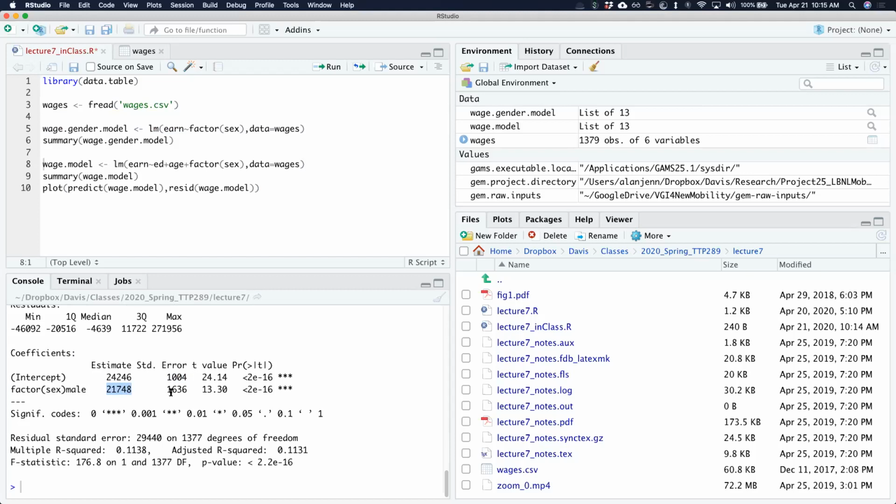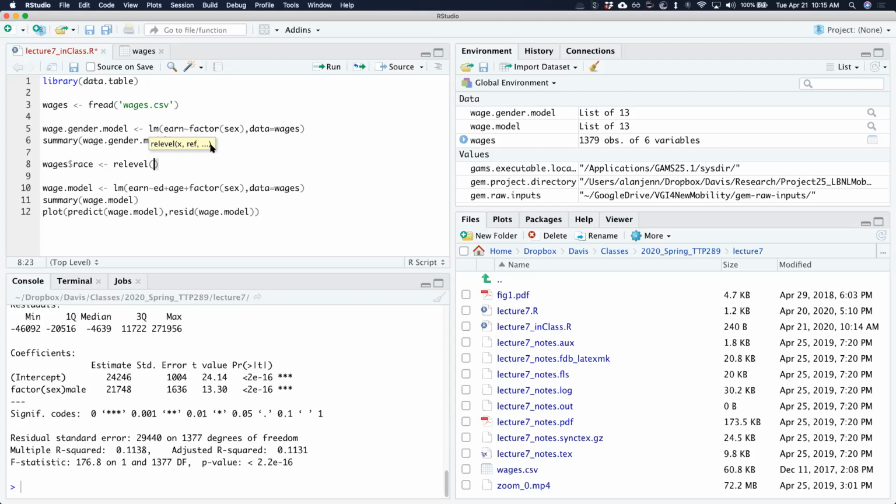Okay, and in fact, if you wanted to change the baseline from male to female, you could actually code that into the data. This makes no influence on the actual results of the regression, but when you display it, it will show via a different baseline, which can be useful if you want to set something to a specific baseline.